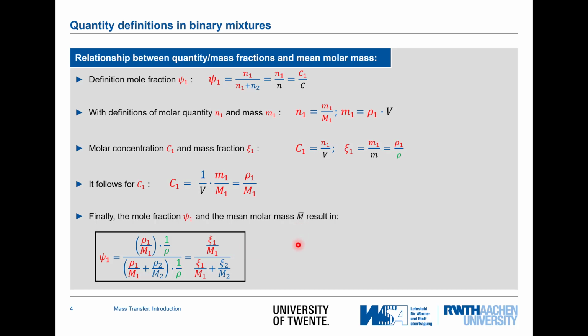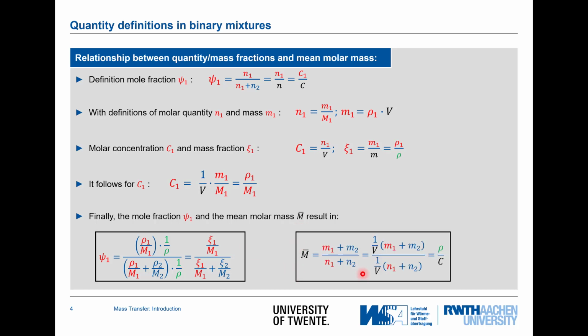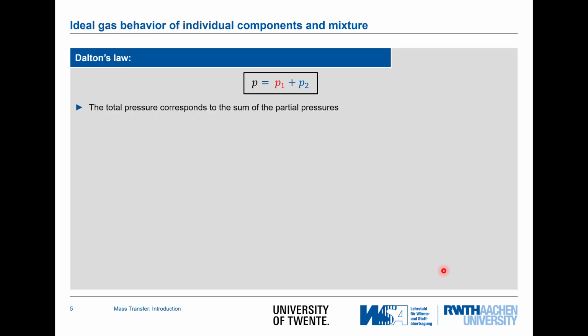The mean molar mass is just the sum of the masses divided by the sum of the molar quantity. We extend that by 1 over V, and then can express this as mixture density divided by mixture concentration. Now with that, let's move on to pressure.